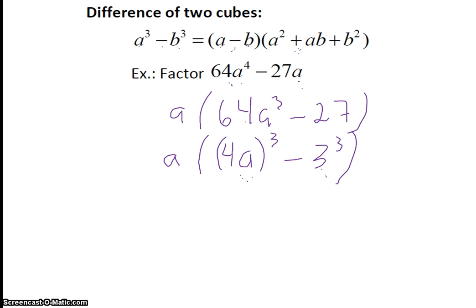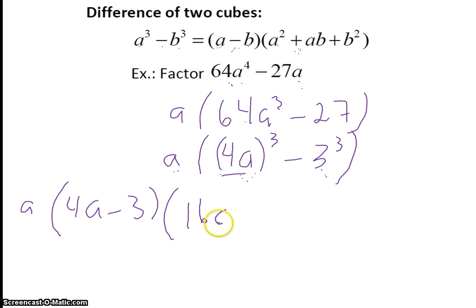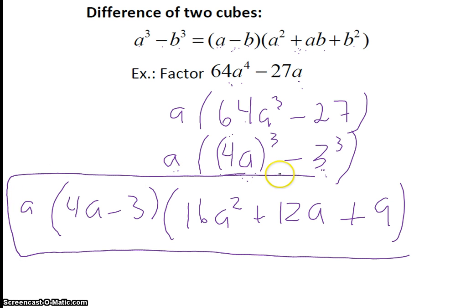So then I can go ahead and use the difference of cubes formula, and I'm going to remember to keep my a on the outside. So it's a minus b, so it becomes 4a minus 3. Then it's a squared, so it's 4a squared, which becomes 16a squared, because I'm squaring all of that, plus a times b, so 4a times 3 is 12a, and then b squared, so it's 3 squared, or plus 9. And that is how we factor with the difference of cubes formula.